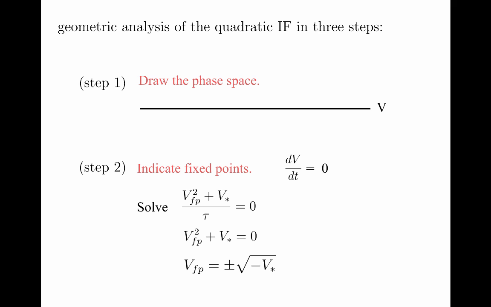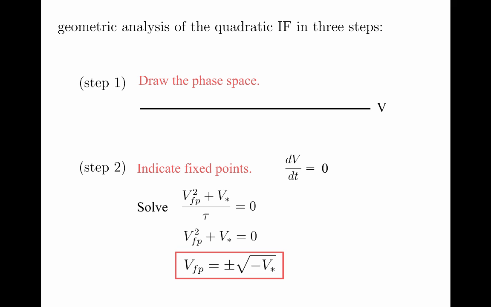Well, we can rearrange and solve for VFP. And what do we find? Well, we'll have to move this v star over to the other side of the equation. So we have a negative v star, and then we'll need to take the square root of both sides of the equation. And this is the solution that we find. Plus or minus the square root of minus v star. Not a very pretty equation, but correct. Why is it not pretty? Too many minus signs, in my opinion. But that's what we find.